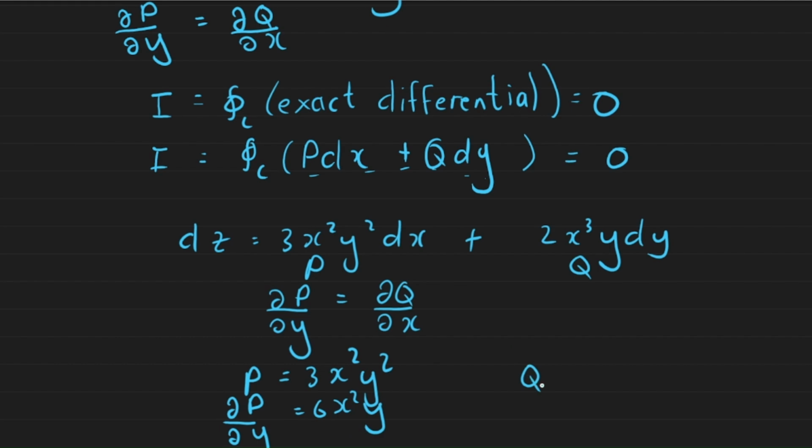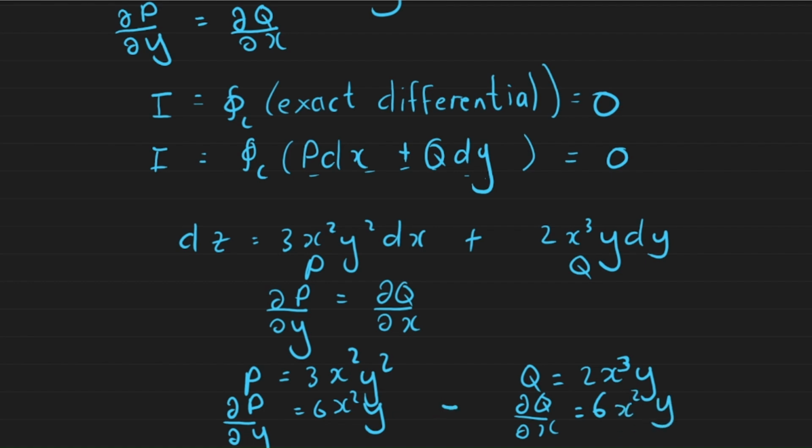So if we do the same with Q, and then differentiate it with respect to x, that's dQ/dx. Well, 2 times 2 is 4. Sorry, this is a cubed. Yeah, it's a cubed. Okay, so 3 times 2 is 6, and 3 minus 2 is 2. We get 6x squared y.